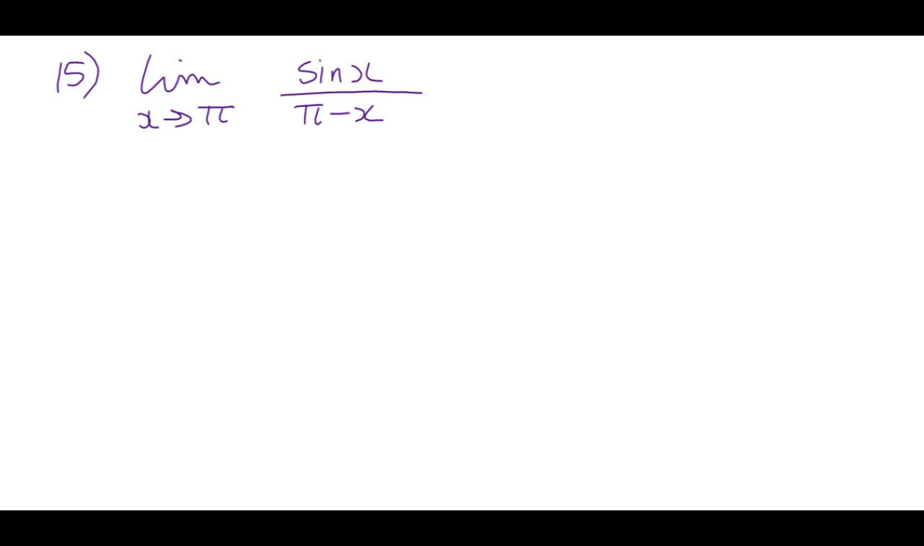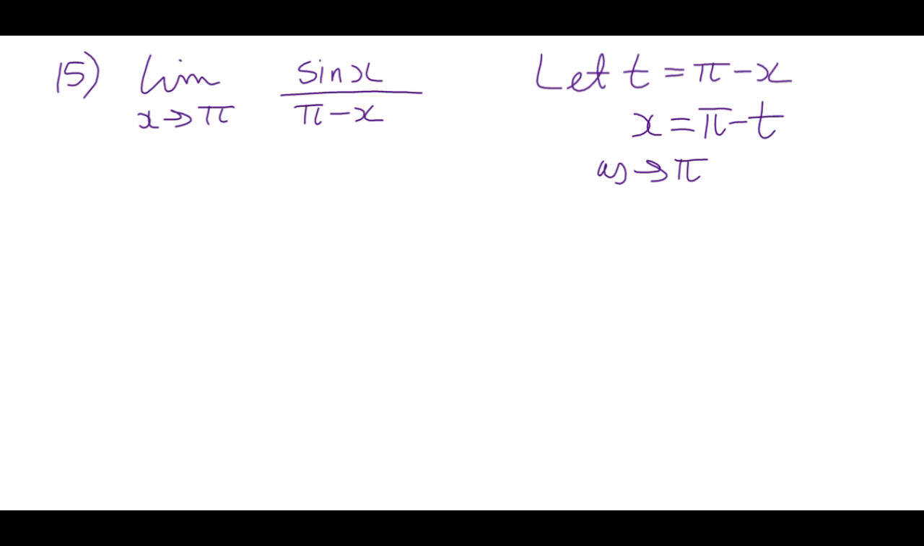All right, so I don't want to have pi minus x, so we're going to let t be pi minus x. Which means that x is equal to pi minus t, right? The x goes over here, the t goes over there. So what happens as x approaches pi? Then pi minus x approaches pi minus pi, which is 0. So t approaches 0.